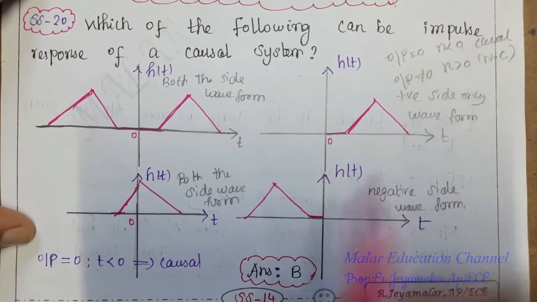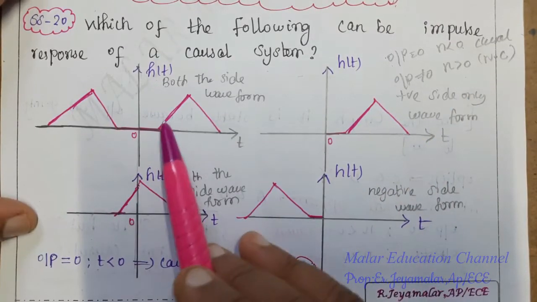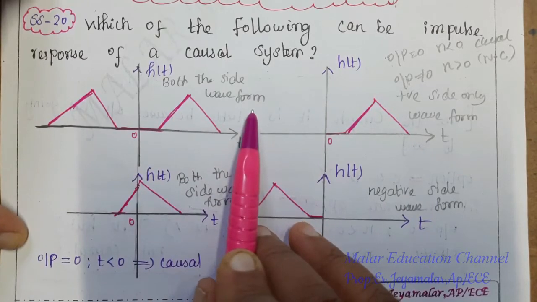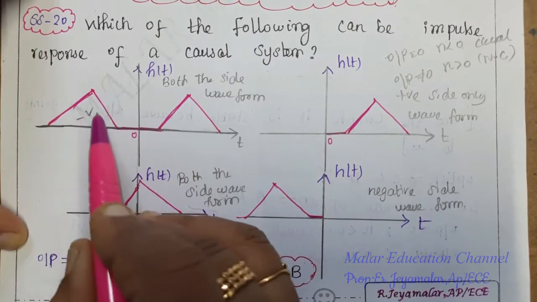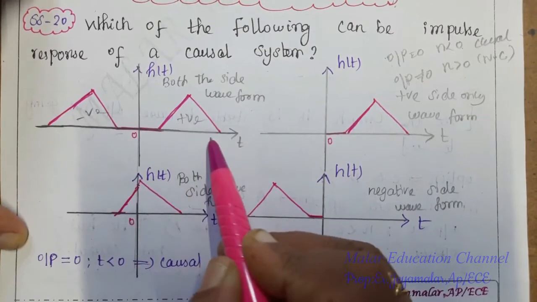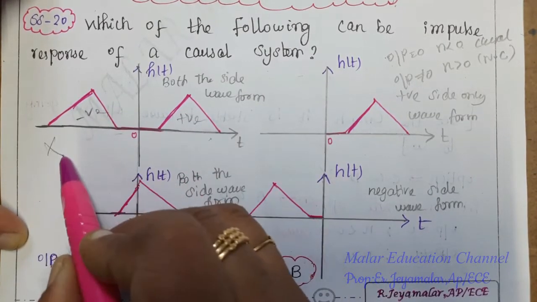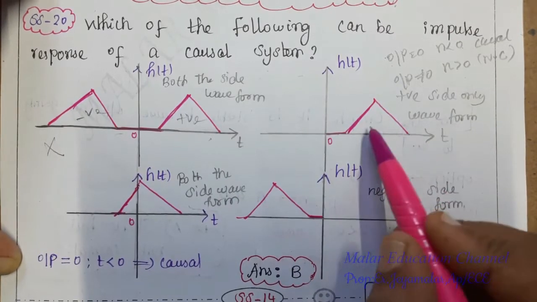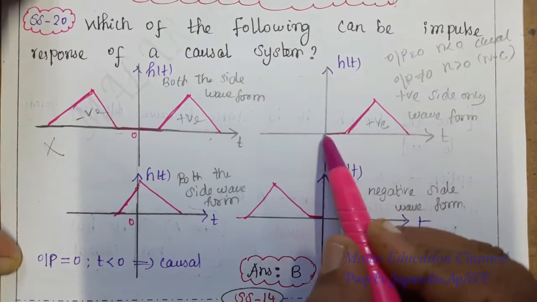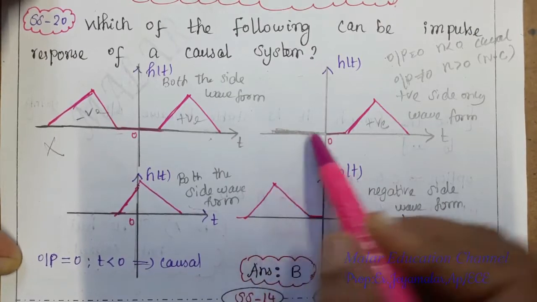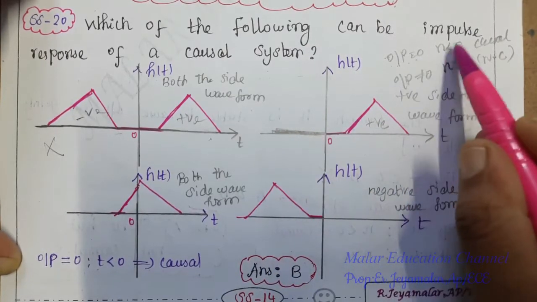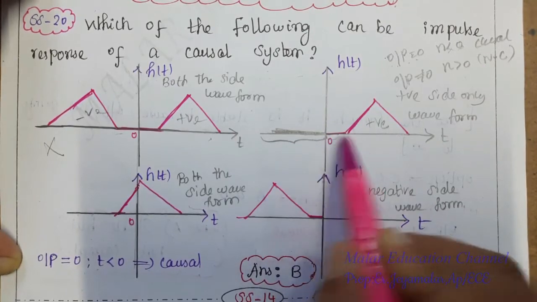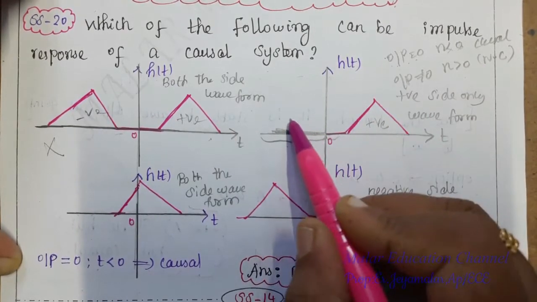Let me check the diagram. Here, both sides have a waveform, the negative side as well as the positive side. This is not a causal system. Next, here the positive side has a waveform, but the negative side is 0. This is a function whose output is 0 when n is less than 0, meaning the negative side. The output is 0, so this is the correct answer.